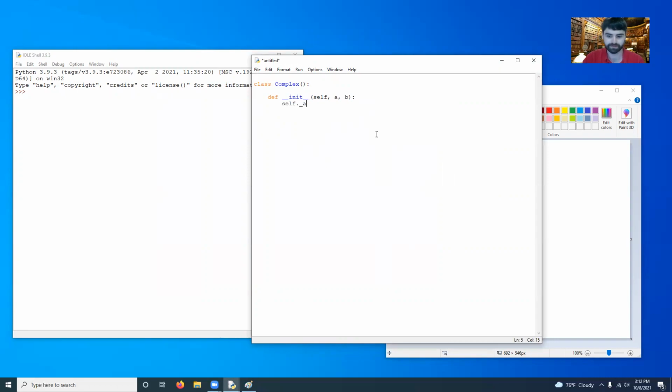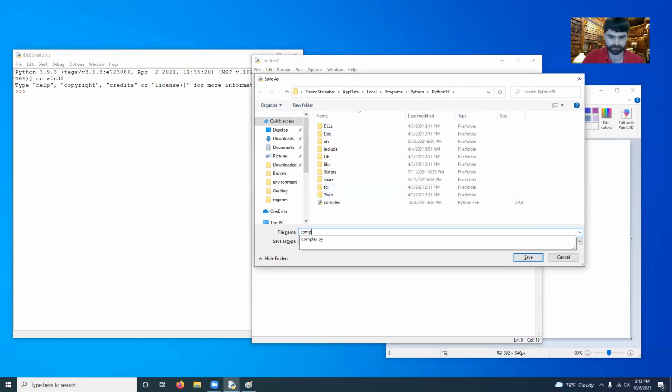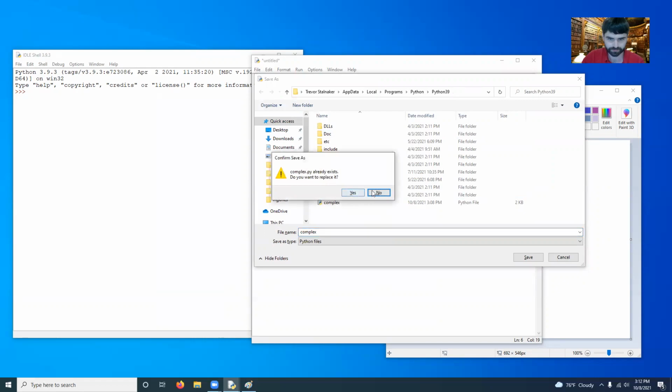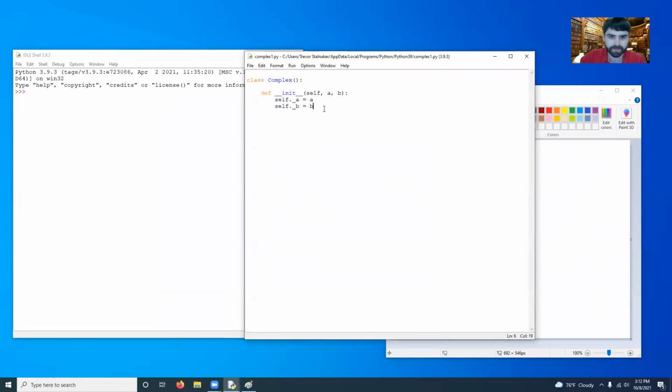And we should save those to our class. So let's just save this, we'll call it complex1. Okay. So there we go. We've saved our a and our b. Down here at the bottom, why don't we make a main method? And we'll just create a complex number.